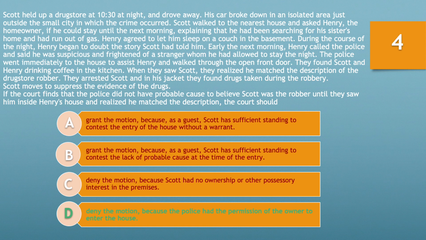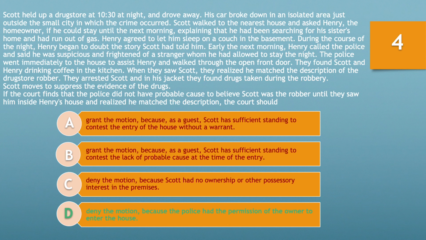Probable cause regarding Scott's identity was not necessary at the time of the police entry. The spirit of the Fourth Amendment is to prevent unreasonable police conduct. In this case, the police acted reasonably by going into the house to assist the homeowner. When the police recognized Scott as a drugstore robber, the police had probable cause to arrest him, and a search of his person that was conducted incident to this lawful arrest revealed the drugs taken during the robbery. Therefore, the court should deny Scott's motion to suppress the evidence of the drugs.